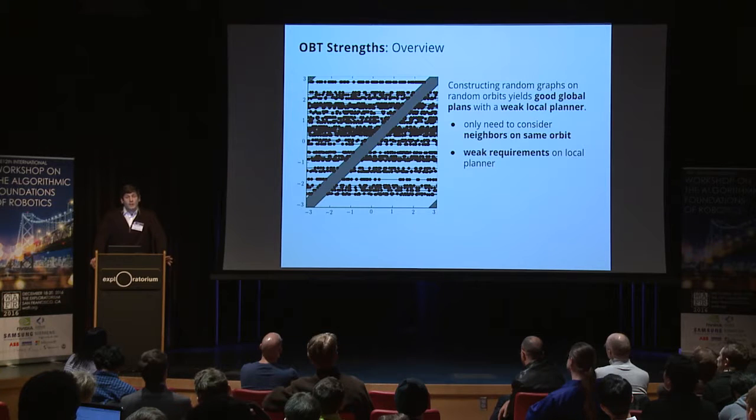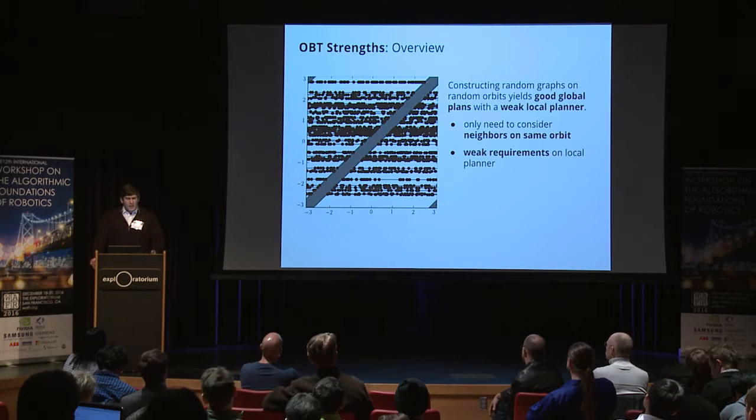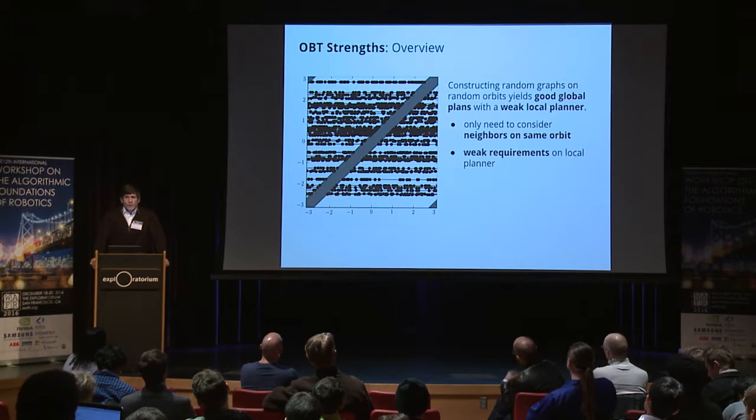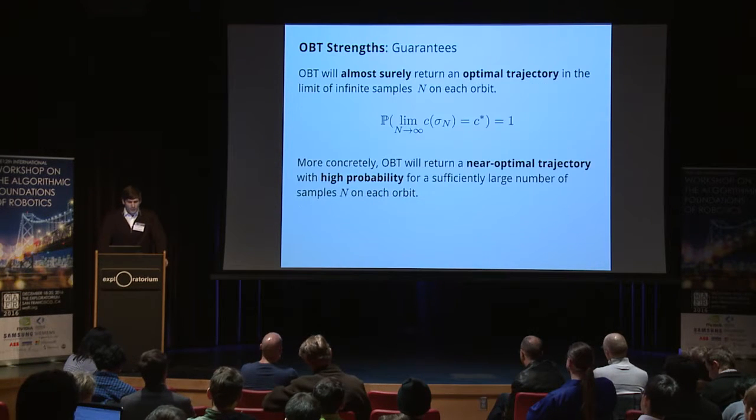And there's two nice things about this setup. One is that we only have to consider neighbors on the same orbit, which means exploration is fast. And the second is that the requirements for our local planner are very weak. We don't have to ever consider the possibility that we're going to have to plan very long trajectories to move between orbits. We can actually use things like simple straight line planners in quite a few situations.